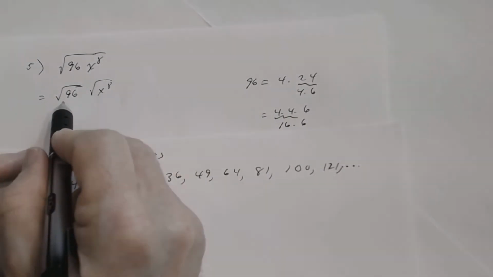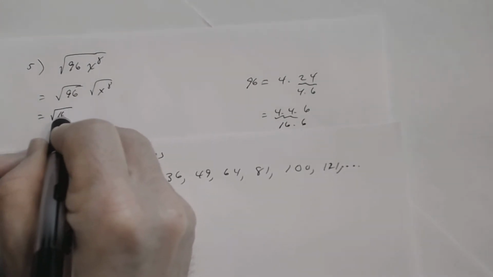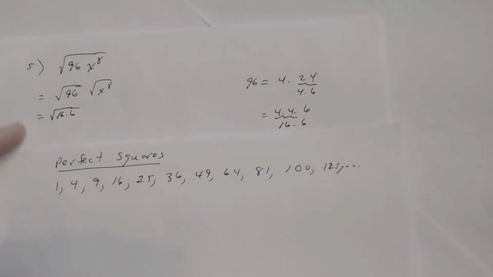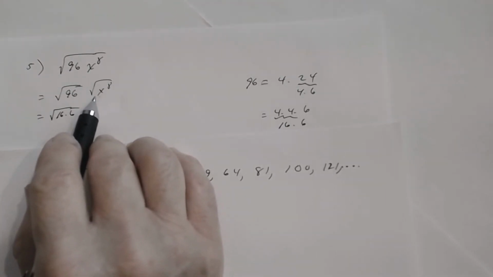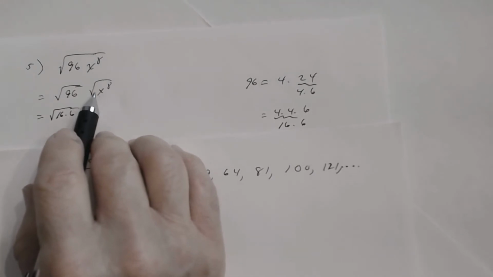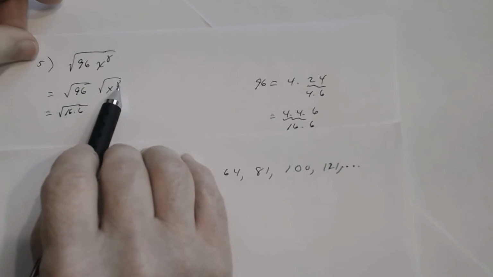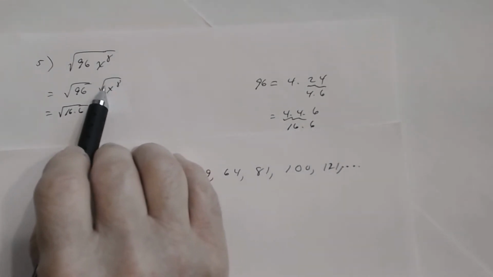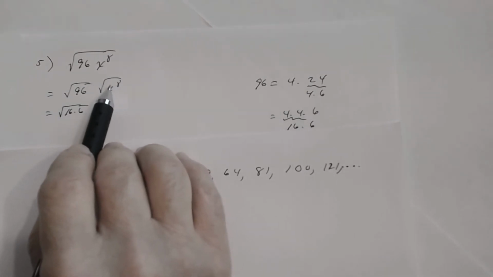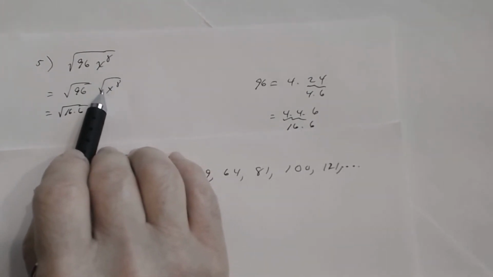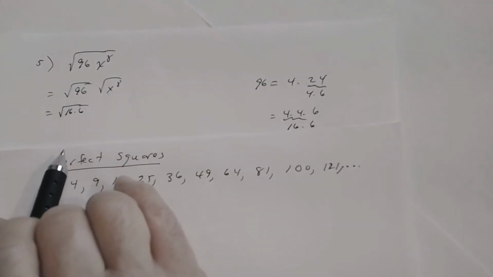So I'm going to rewrite this as the square root of 16 times 6. Okay? Now look at square root of x to the 8th. Can I simplify the square root of x to the 8th? Yes. Why can you simplify it? Because the exponent is greater than or equal to the index. So 8 is greater than or equal to 2. So I could not simplify it if the exponent was less than the index.